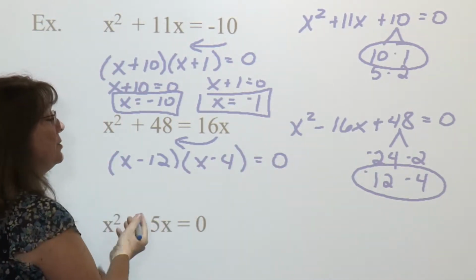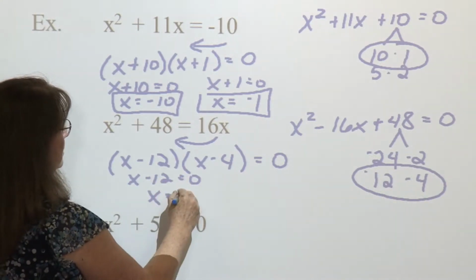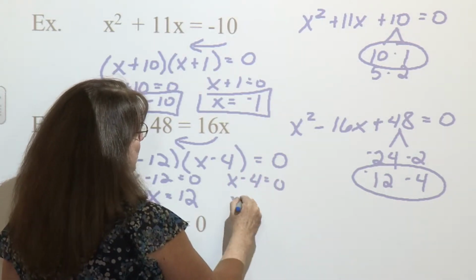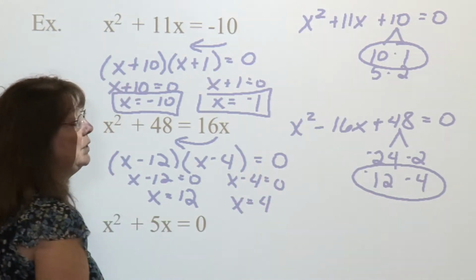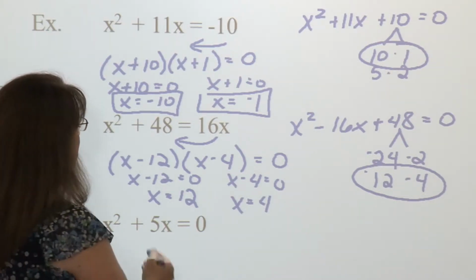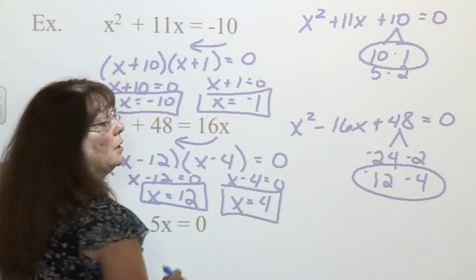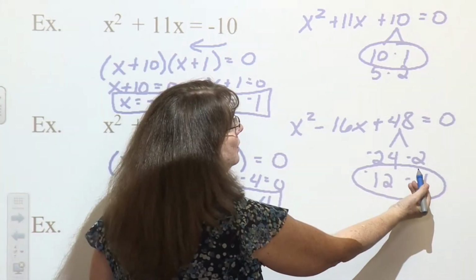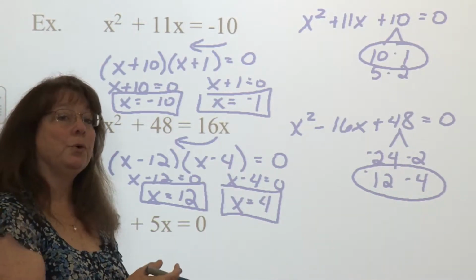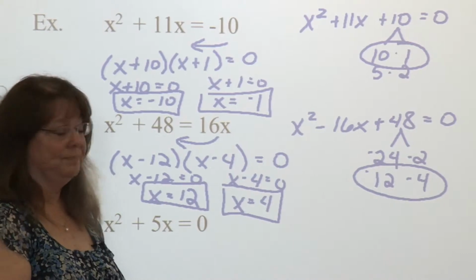Again, set each of your factors equal to 0. So x would equal positive 12, or x would equal positive 4. Notice that the solution that you get is different from your factors. My solution here was a positive 12 and a positive 4. But the factors that I had were negative 12 and negative 4. The signs are always going to be the opposite, whether you're working with the things that are factors or whether you're working with the things that are solutions.